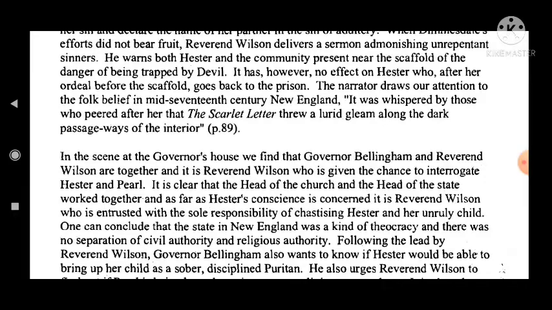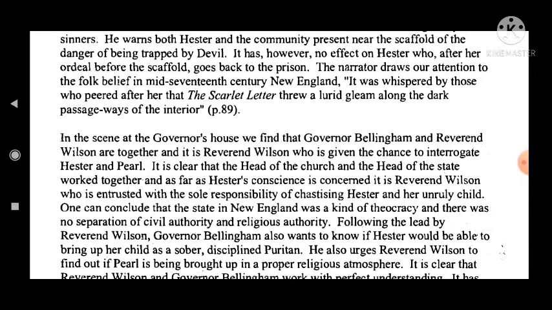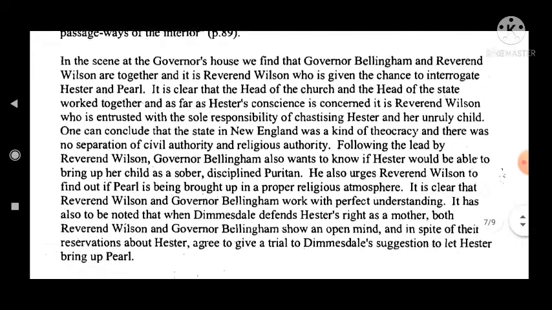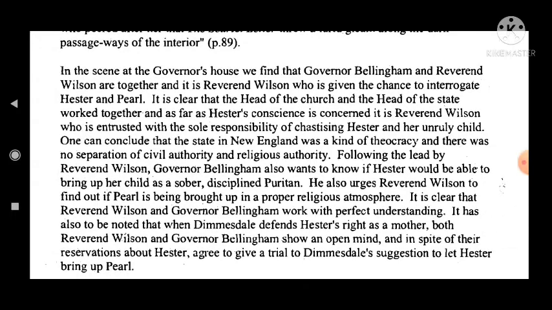The narrator draws our attention to the folk belief in mid-17th century New England. "It was whispered by those who peered after her that the scarlet letter threw a lurid gleam along the dark passageway of the interior."